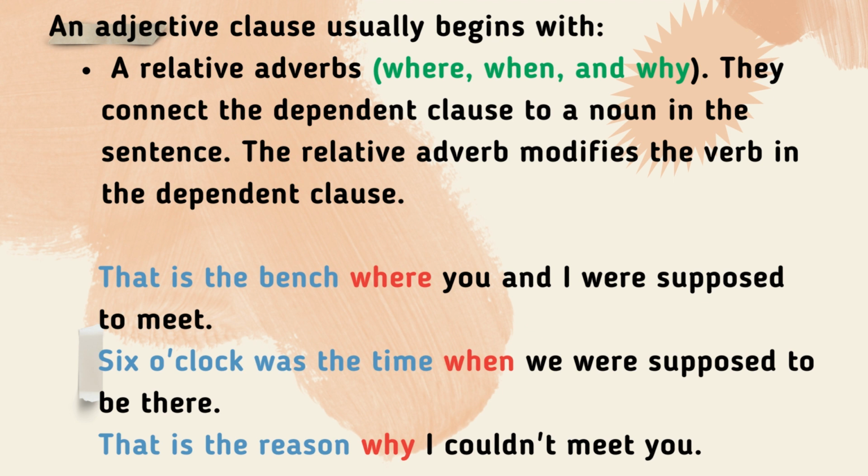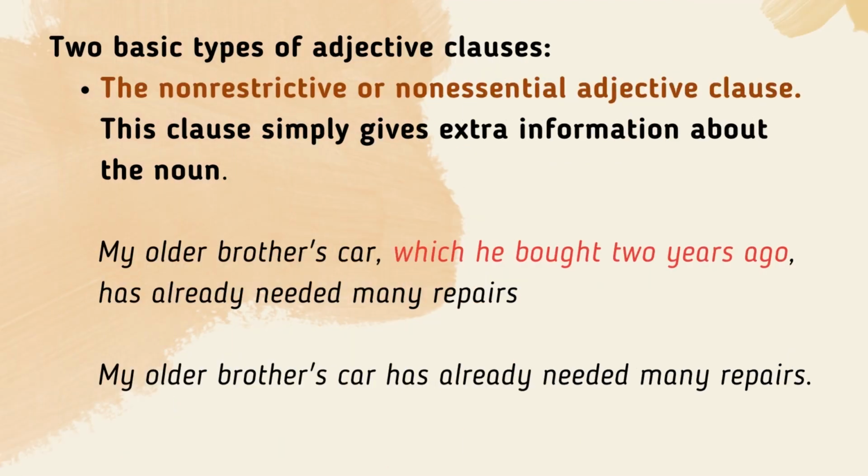There are two basic types of adjective clauses. The first one, the non-restrictive or non-essential adjective clause. This clause simply gives extra information about the noun. For example, my older brother's car, which he bought 2 years ago, has already needed many repairs.